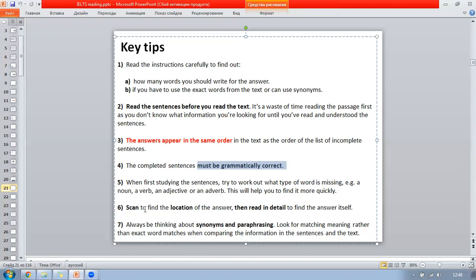Okay, so when you understood what type of word it is, or what type of words they are, we need to scan the text to find the location of this answer. And when you understood the answer is somewhere here in the text, you need to read this piece of text in detail. When I say this piece of text, I mean it can be a sentence, can be 2 sentences, or can be the whole paragraph. It depends on the question. You always need to understand that in the sentence and in the text, the words can be not the same. So you need to find synonyms and paraphrasing of these words.